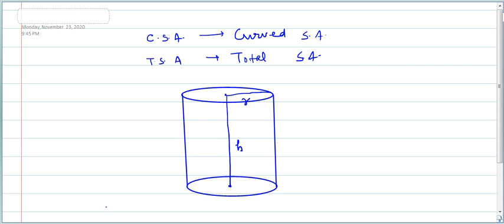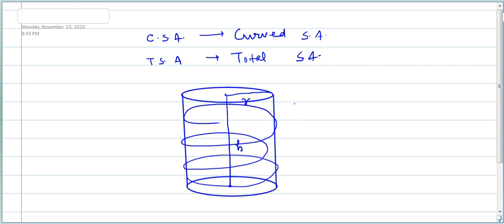So curved surface area means whatever the round shape of the cylinder you can see, the area of this curved surface is called CSA. ये जो भी कर्व्ड सरफेस हम देख रहे हैं जो राउंड शेप में है इस तरह से, इसका जो एरिया होता है उसको हम कहते हैं CSA. That is 2 pi rh. So whenever it is required to calculate CSA, we will use this formula.